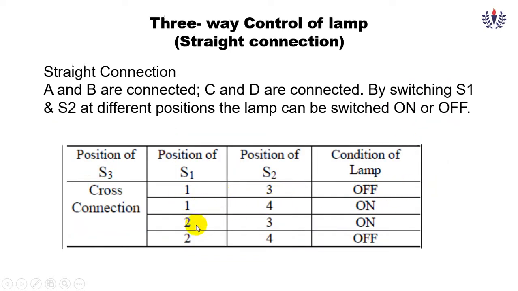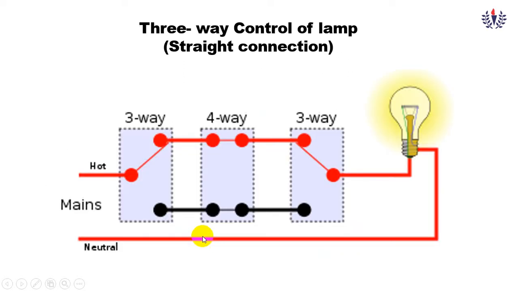So 1 and 4 is on. 2 and 3 is on. And 2 and 4 is off. So actually this is for cross connection.